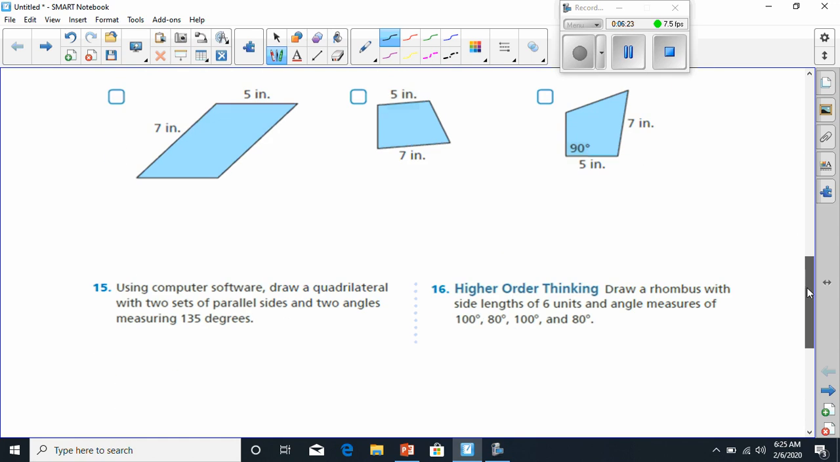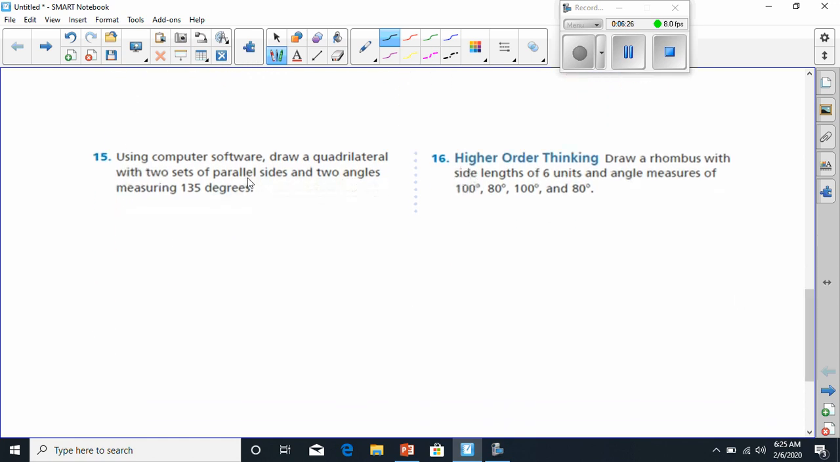Number 14 is for you to do. I've got number 15 here. Using computer software, draw a quadrilateral with 2 sets of parallel sides and 2 angle measures of 135. Well, you guys aren't going to have computer software, so I'm going to expect you to go ahead and use that. But drawing a quadrilateral with 2 sets of parallel sides and 2 angle measures that are 135 degrees. Parallel sides means that, of course, again, the sides are going to be parallel with each other.